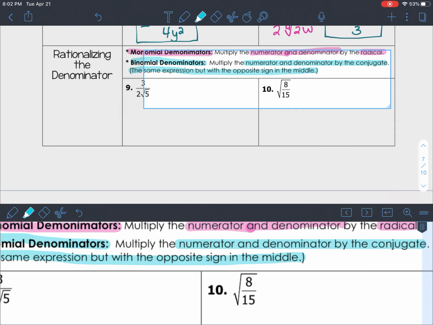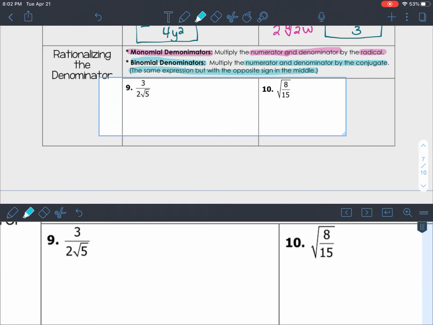So I'm going to go ahead and get started. I think I'm going to do 4 of the monomial denominators and 4 of the binomial denominators, and then I'll have you guys do 2 of each for your assignment today. So starting off, I'm going to start with number 9.